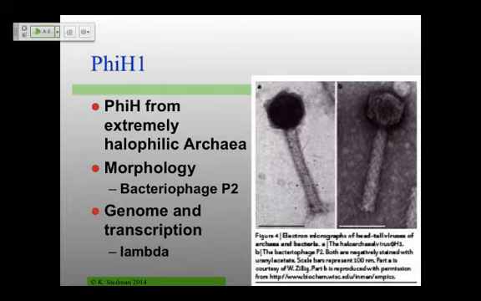Curiously enough, however, the genome and the transcription are much more like Lambda for Phi-H1 than they are like P2, which we haven't really talked about, but it functions a lot more like bacteriophage T4. So the morphology is basically like P2, but the genome and transcription are like Lambda. It integrates normally. It seems to have a repressor gene, circularizes once it comes inside the cell. So there's lots of similarities between the two.